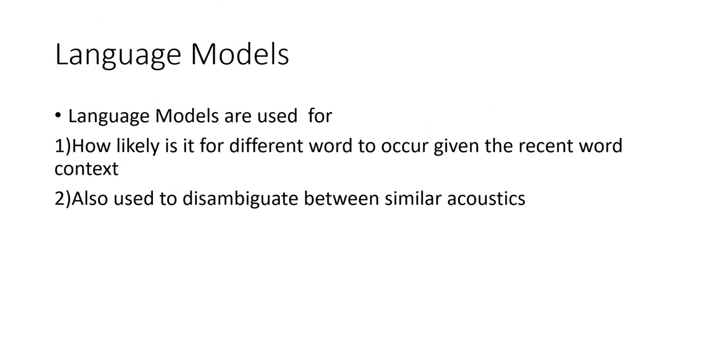Next is the language model. Language models are used to determine how likely it is for different words to occur given the recent word context. For example, we can say he is running, he is swimming, or he is walking. So after "he", which word will appear? These language models determine the context, and how we have to write or come up with the next word.